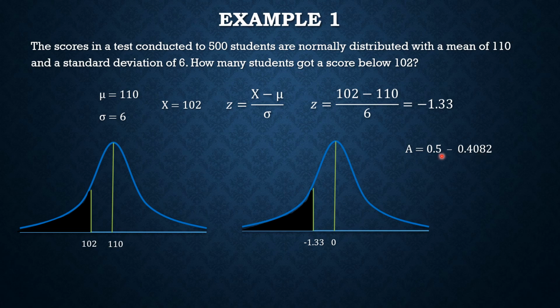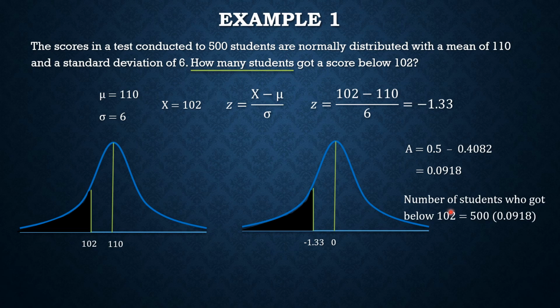0.4082. By subtracting these values, we now have 0.0918. So, ito yung area na yon. Ibig sabihin, ito yung area kung saan makikita natin at makukuha natin yung number of students na nakakuha ng below 102. But this is the probability. So, in order to find the total number of students na nakakuha ng below 102, we simply have to multiply, of course, the total number of students to the probability ng portion na ito.